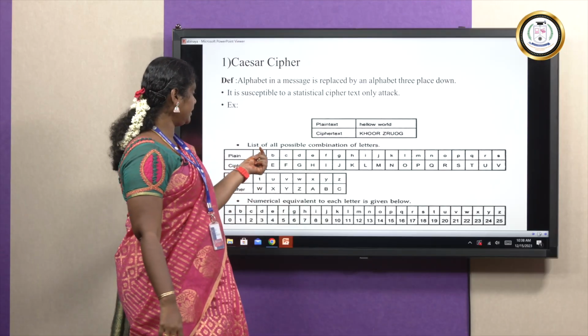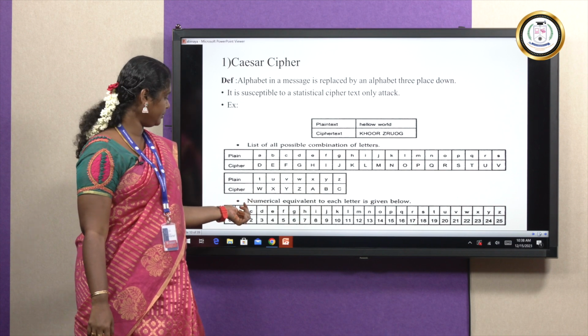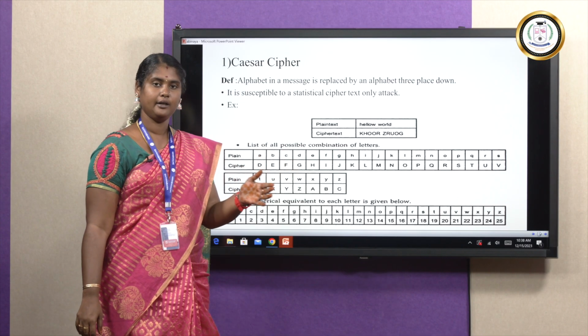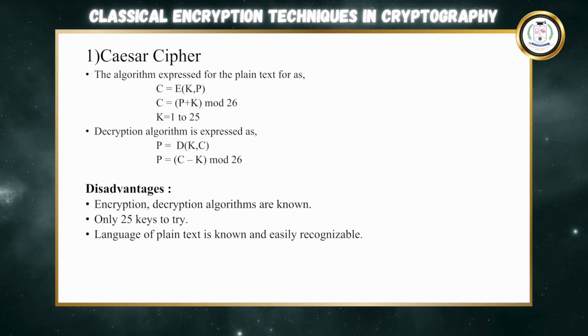Here we have plain text A, which is 0. So 0 plus 3 is 3, and in the third position we have D. So instead of A we replace D. This is the way you create your encrypted data using your plain text. That is the ciphertext. So here C equals E, encryption, key comma P.